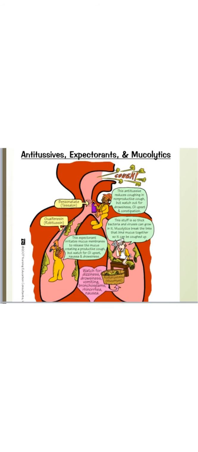We do not give over-the-counter meds to kids under the age of 6 without the direction of a licensed independent practitioner, because it is easy to overdose. So guaifenesin or Robitussin, things like that, we do not give. Mucomist, Mucinex, things like that, without talking to your doctor.